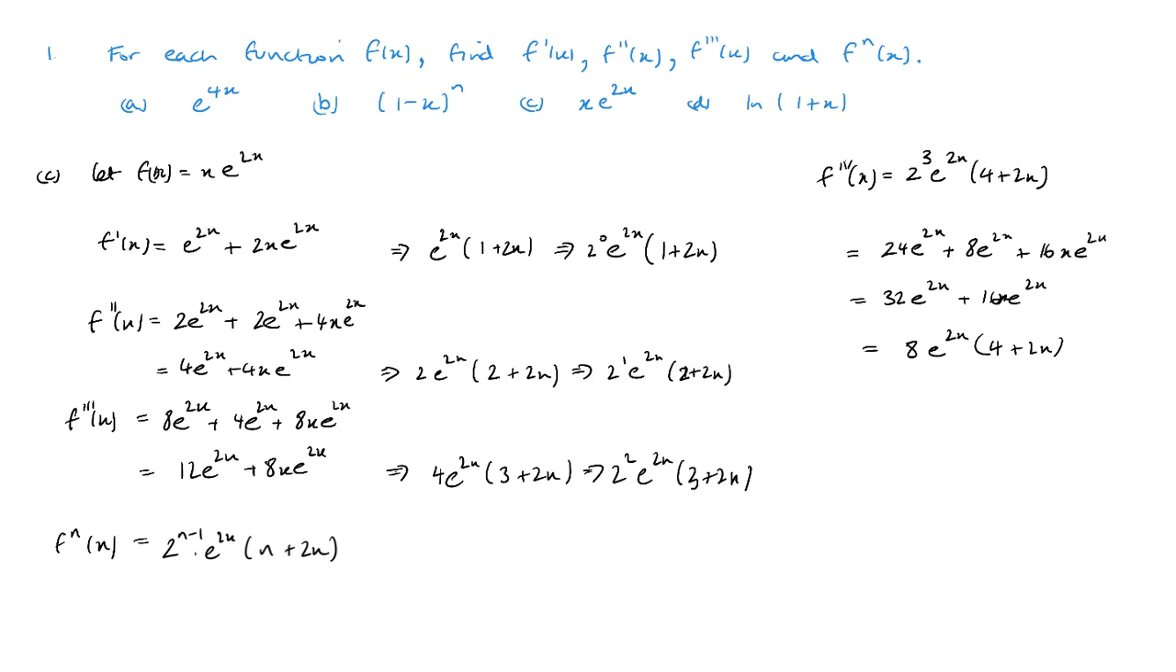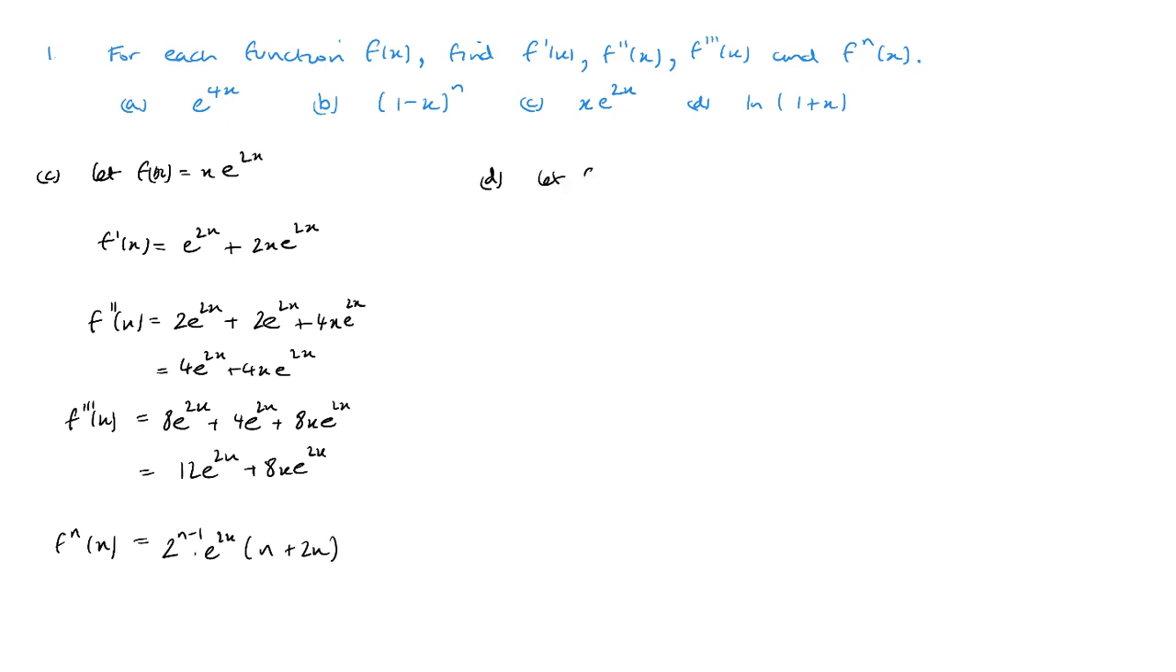Right, let's look at part D. So f of x equals ln of 1 plus x. F dash of x is 1 over 1 plus x, or I'll leave it as 1 plus x to the minus 1, just because it'll be easier when I'm differentiating. So this has become minus 1 plus x to the minus 2.